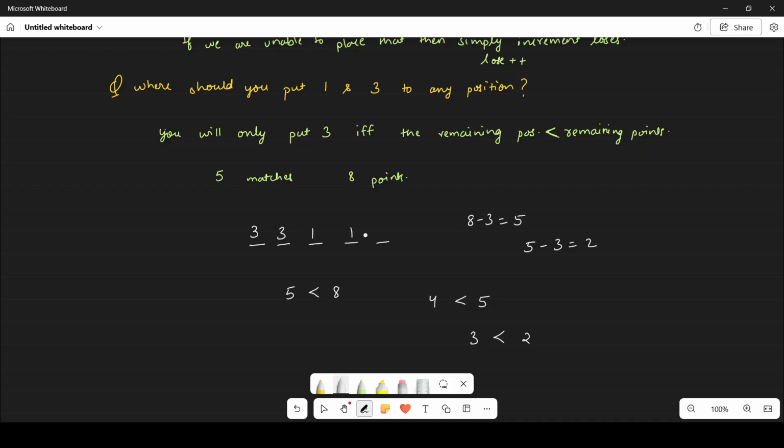So in this way you can easily get the total score of 8 points in this configuration, and here the minimum number of losses is only 1. So here the answer is only 1.